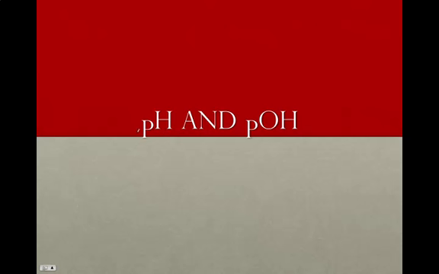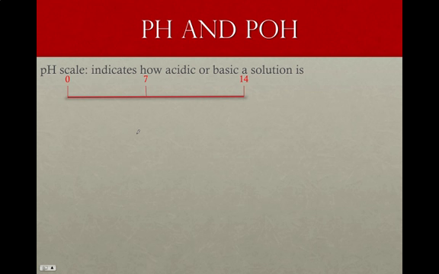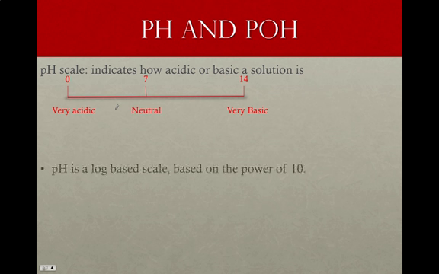Today's notes are on pH and pOH. So what is pH? Well, pH is a scale that indicates how acidic or basic a solution is. And we discussed that a little bit in the previous notes, where a 0 is acidic, 7 is neutral, and 14 is basic. So 0 would be very acidic, 14 would be very basic, and 7 is neutral. So pH is actually a log scale that's based on the power of 10.